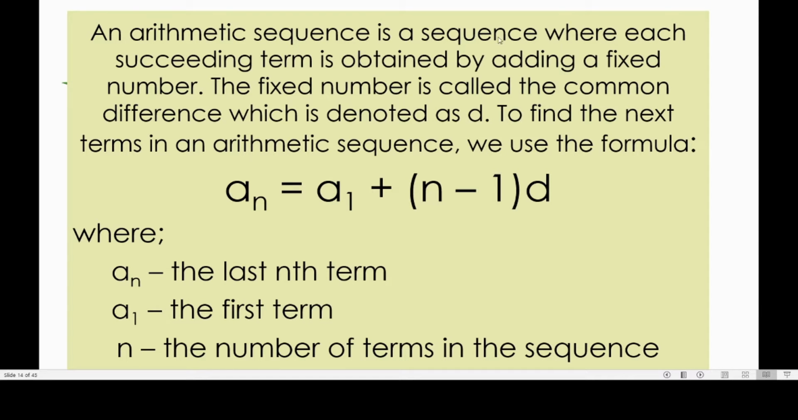Arithmetic sequence is a sequence where each succeeding term is obtained by adding a fixed number. The fixed number is called the common difference, which is denoted as d. To find the next terms in an arithmetic sequence, we use the formula a sub n equals a sub 1 plus n minus 1 times d. Or the nth term equals the first term plus the number of terms minus 1 times the common difference.